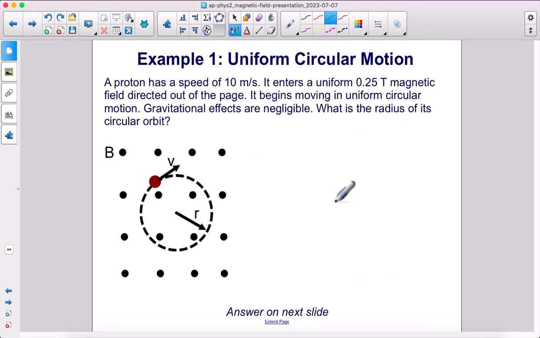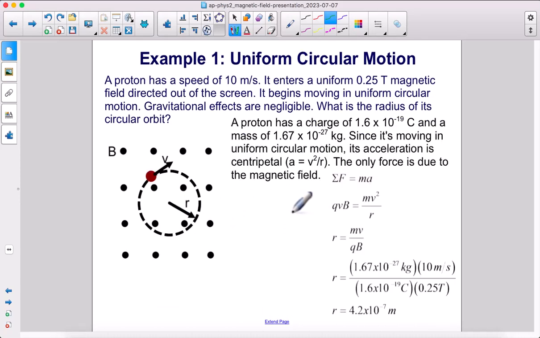A proton has a speed of 10 meters per second. It enters a uniform 0.25 Tesla magnetic field directed out of the page. It begins moving in uniform circular motion. Gravitational effects are negligible. What is the radius of its circular orbit?